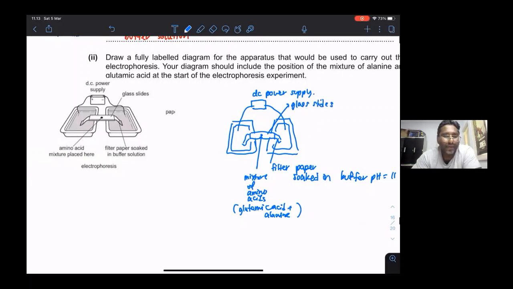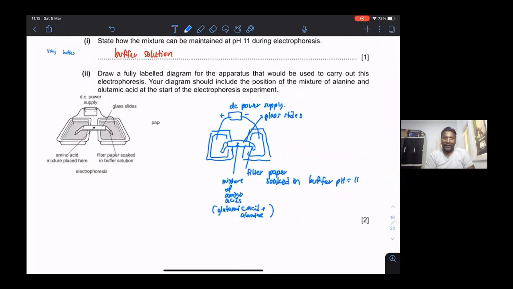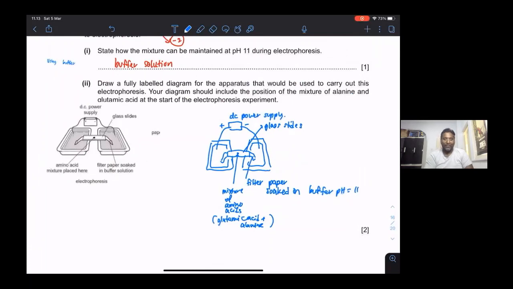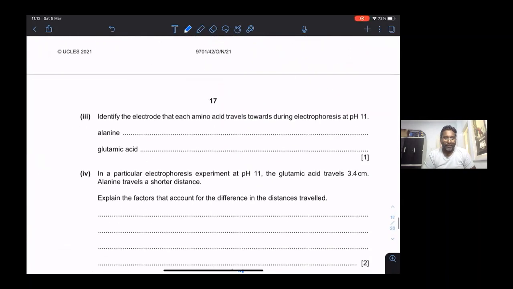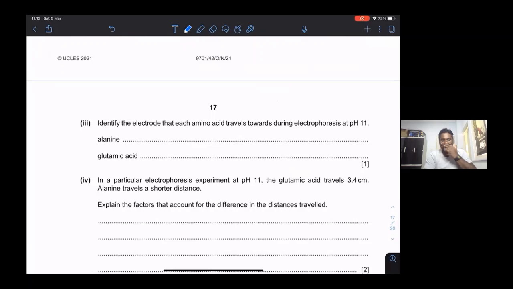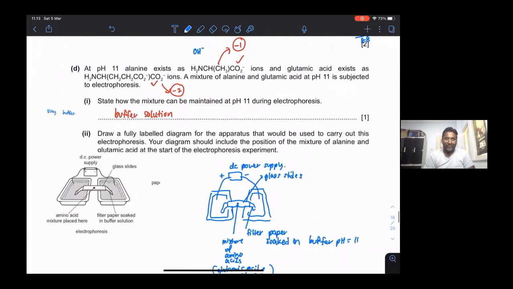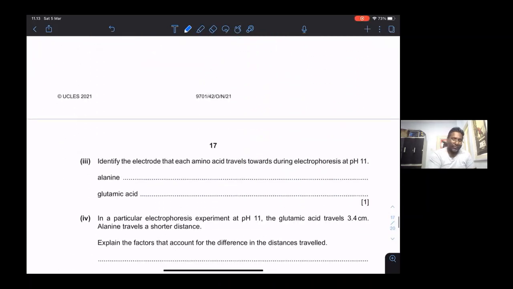Okay. So this is going to be the setup. Do remember, just put the positive and negative. Yeah, doesn't matter where you put, but later when you have the results, you will label accordingly. So in this case, this is going to be negative charge. They will move to the positive. So here, identify the electrode each amino acid will go. Yeah, so I told you alanine is going to be -1. Okay, glutamic acid is -2. So both of them, they will go to the positive electrode.